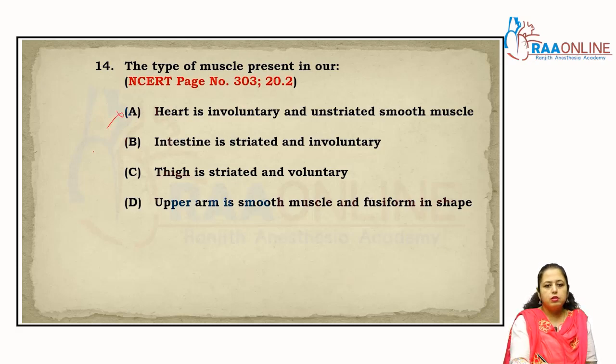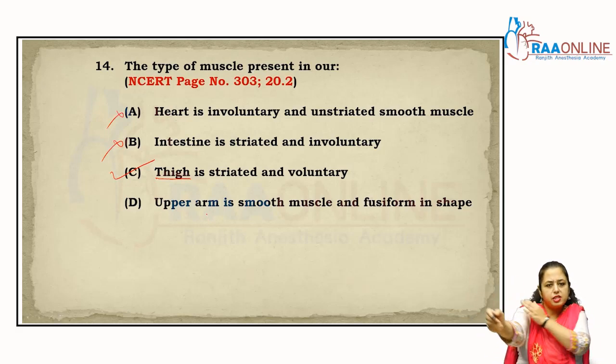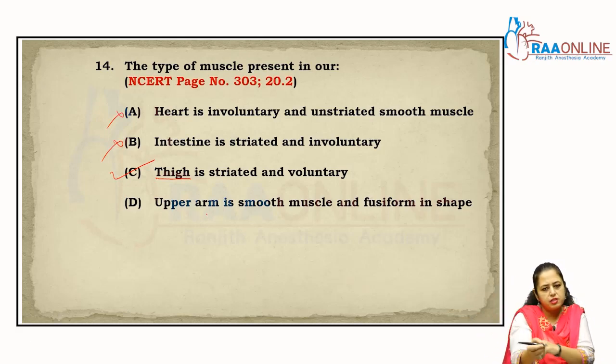So that is wrong. Intestine is striated and involuntary? No, intestine is smooth and involuntary, not striated. Thigh is striated and voluntary, exactly, because thigh muscles are the skeletal muscles which are striated and voluntary in nature, right? So this option is correct. Upper arm is a smooth muscle. No, these are the skeletal muscles. Upper arm, that is the skeletal muscles, right? So that option is also wrong. So the answer is C.